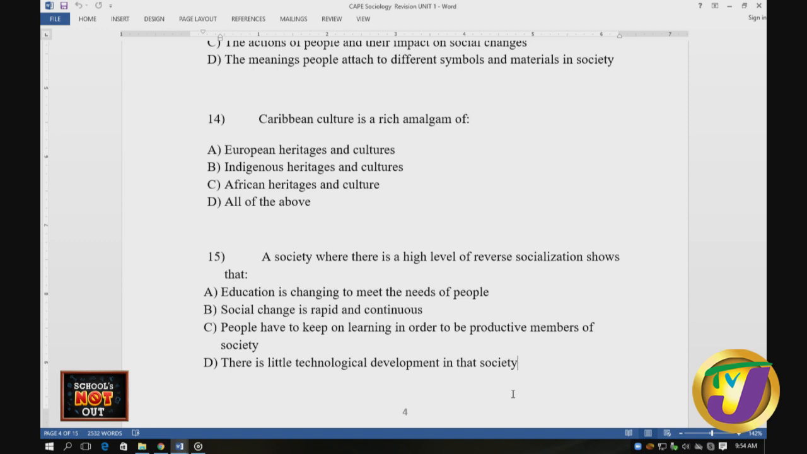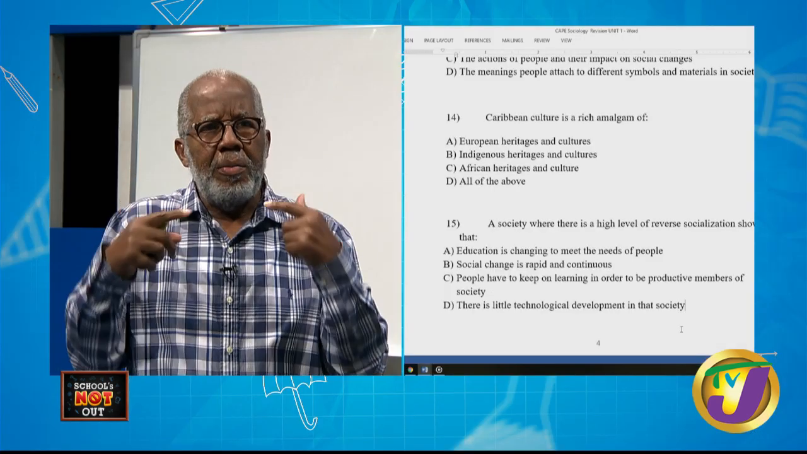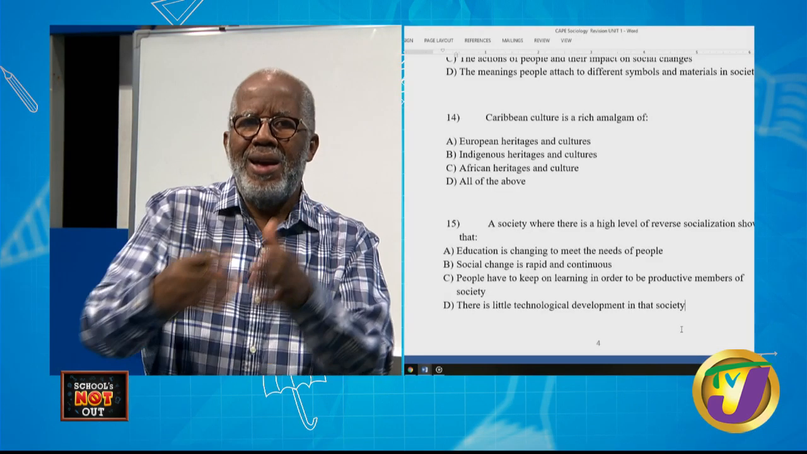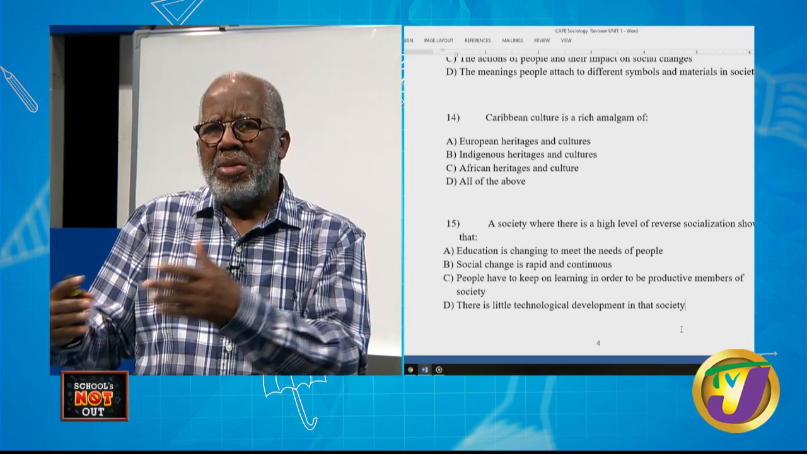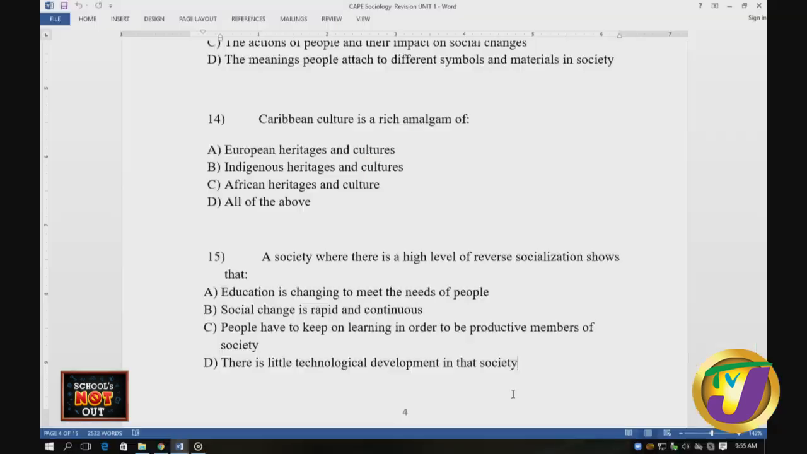So we'll move on to question 15. A society where there's a high level of reverse socialization shows that... So we start to think now, what's the definition of reverse socialization? In our mind, this is when the children are teaching the parents how to use a computer. The question here hasn't shown that as an option, so it means that you have to think critically.